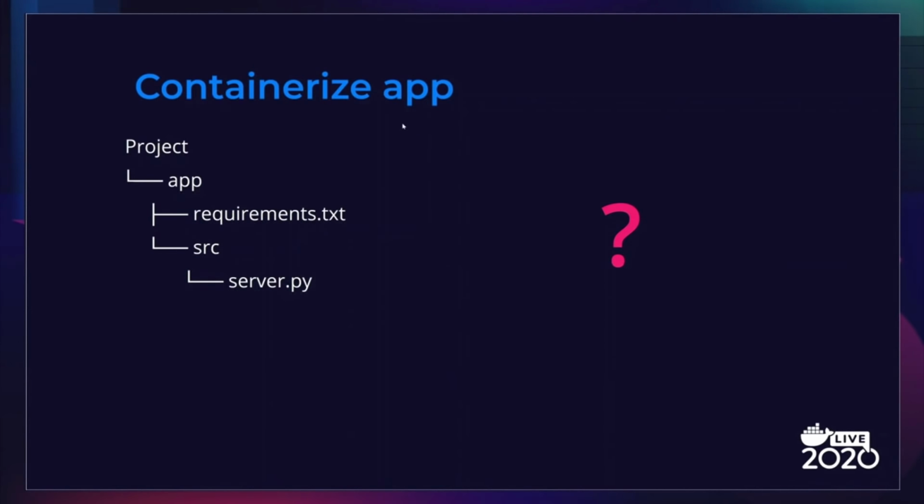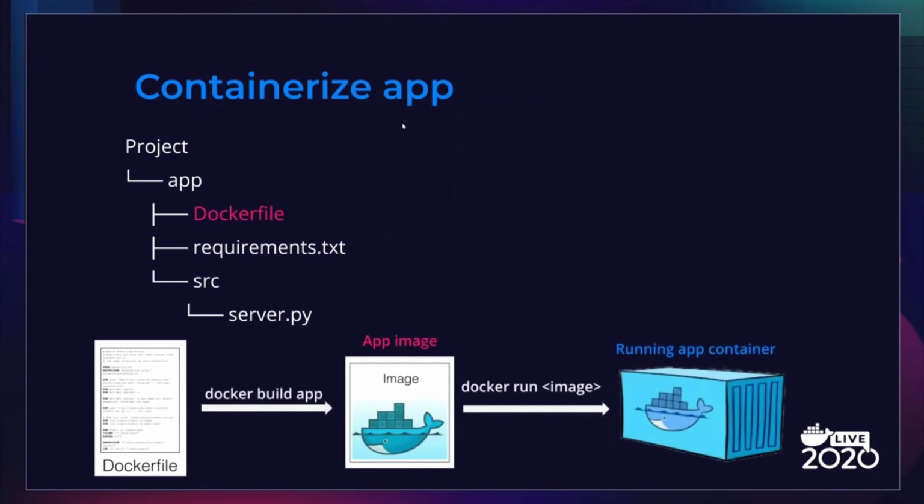So to do this, we need to understand how we get from the Python source code to the running container. The solution is to package our application as a Docker image, and then we can get our container with a simple Docker run. But how do we generate a Docker image in our case?